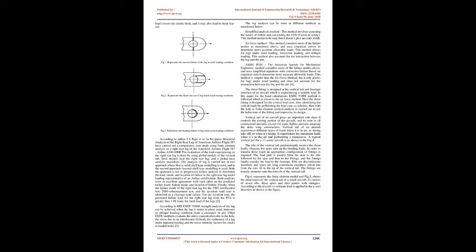According to author Israel in his paper Structural Analysis of the Right Rear Lug of American Airlines Flight 587, a comparative case study was carried out using finite element analysis on the right rear lug of American Airlines Flight 587, Airbus A300-600R. The evaluation of the load experienced on the right rear lug is done by using global models of the vertical tail, local models near the right rear lug, and a global local analysis procedure.